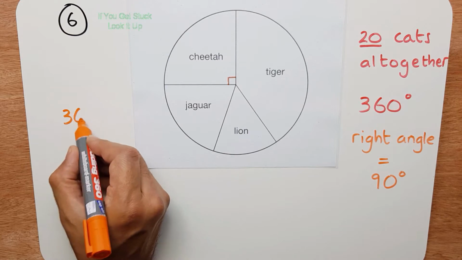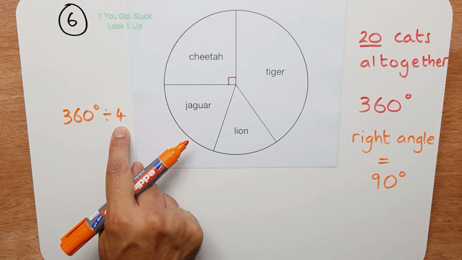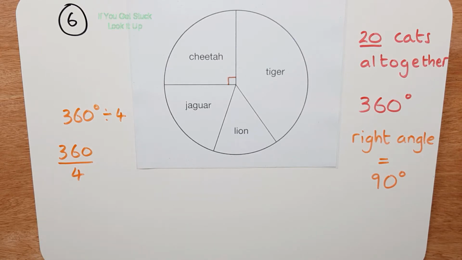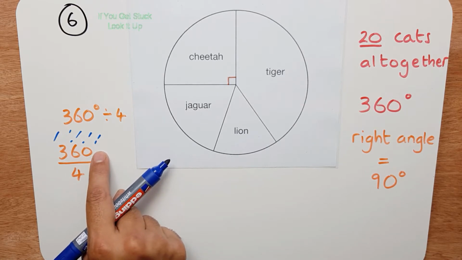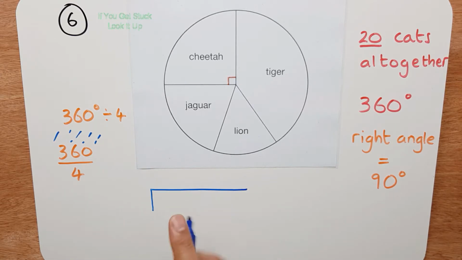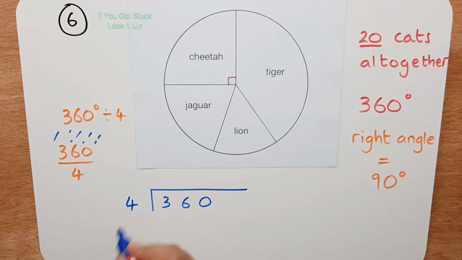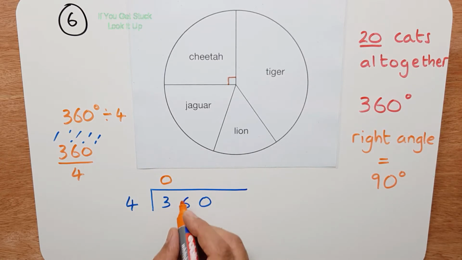So we want to do 360 degrees shared by 4 because we want 1/4. And what I like to do is 360 divided by 4 because I can use the bus shelter. So it's raining. 360 is getting wet. So what I'll do is I'll build a bus shelter here. And I'll put 360 inside. Now the 4 has to go outside. How many 4s are there in 3? 0. So what I'll do is I'll carry this 3 over. So that becomes 36.